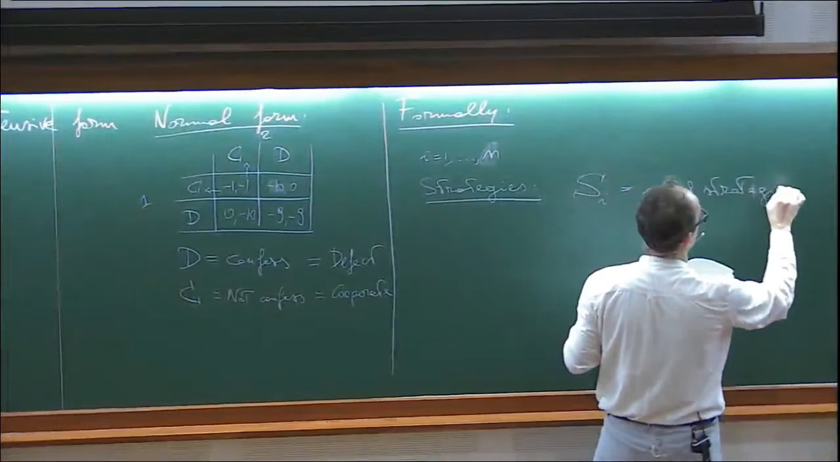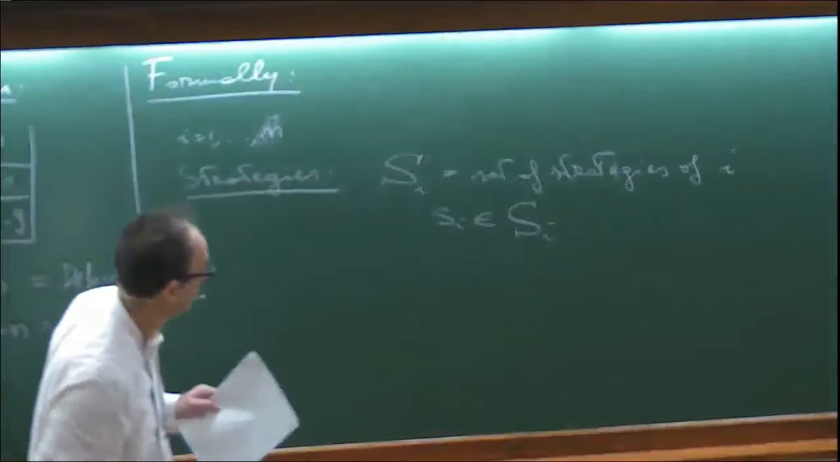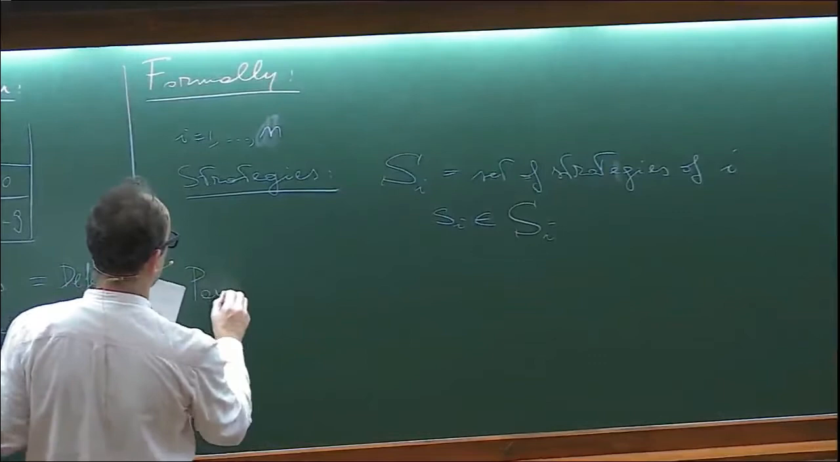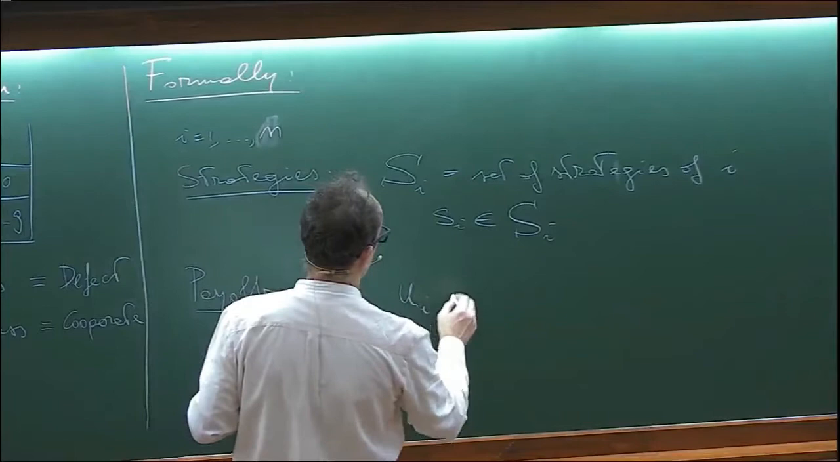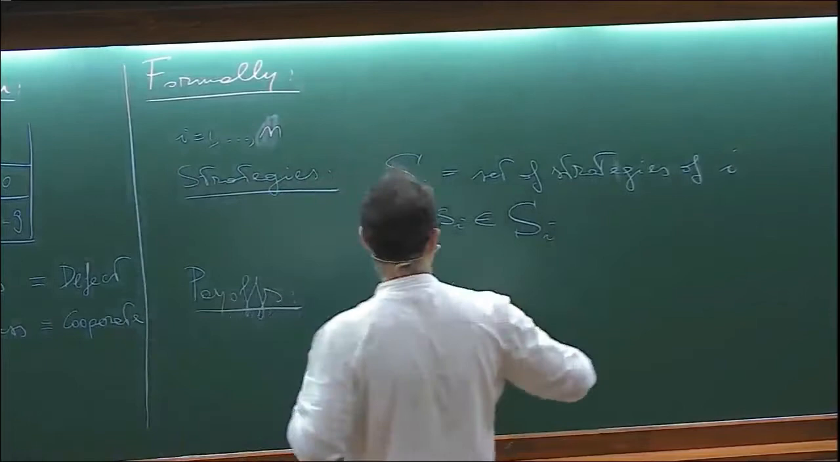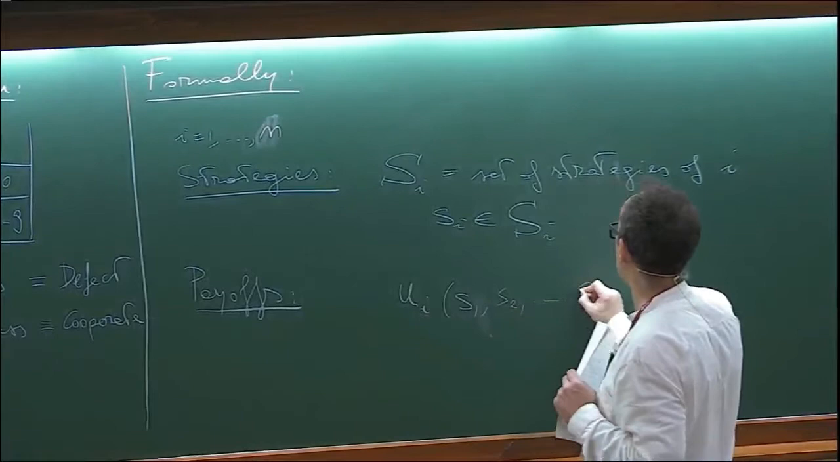Si, this is small s belonging to big S, is a strategy. And then there are the payoffs. Payoffs are going to be functions of strategies played by all agents. Essentially, it specifies how much agent i gets if player one plays S1, player two plays S2, etc., player N plays Sn, okay?